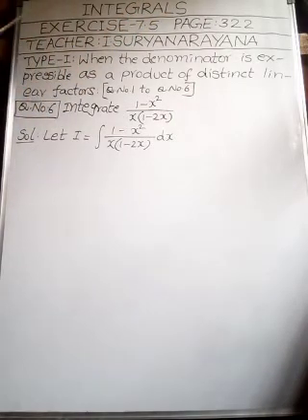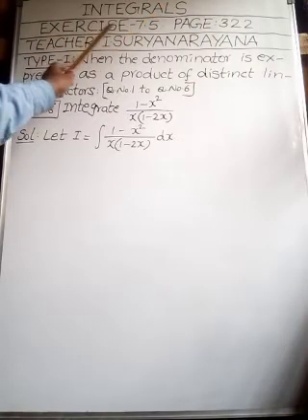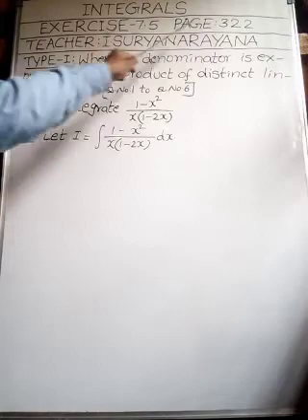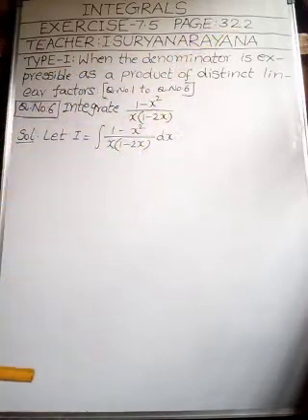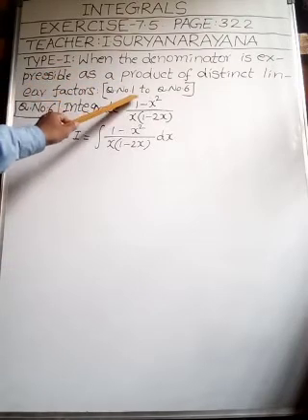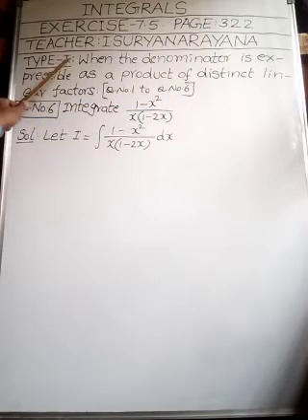Okay, my dear children. In this chapter, we are going to discuss the problems in exercise 7.5. In the previous class, we discussed 5 questions so far in this exercise. See page number 322 in the textbook. In this exercise, we are integrating rational functions of different types. This is type 1, question number 1 to question number 6. These all come under type 1.